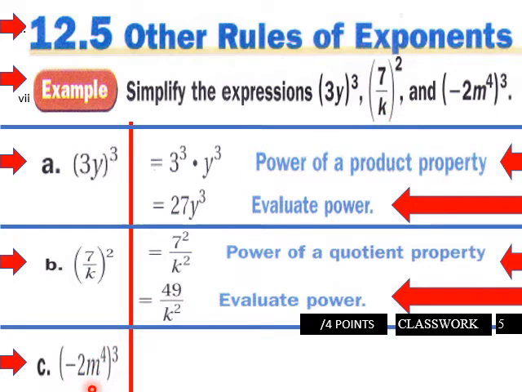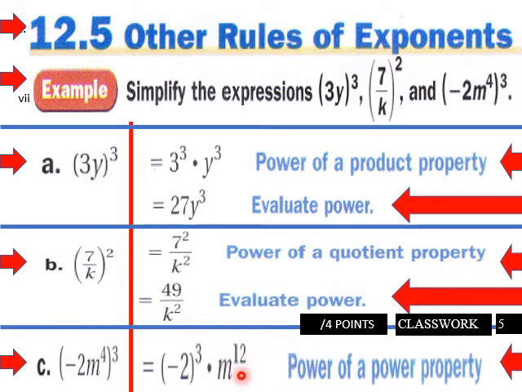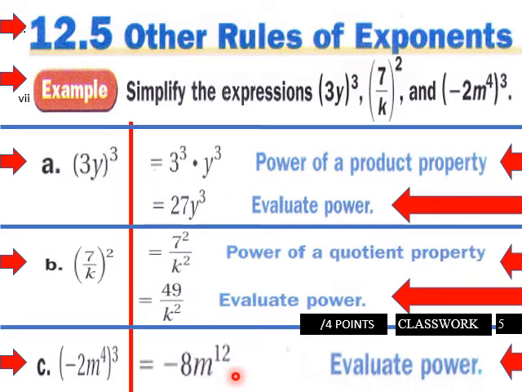And then we have for c here, we got the quantity negative 2m to the fourth power. All of that would be cubed inside of parentheses here. So that'd be the same thing as negative 2 cubed times m to the fourth power cubed. And then once we cube that, we got negative 2 cubed times m to the 12th power. What's negative 2 cubed, students? It'll be negative 8m to the 12th power, which would be the evaluation of this expression here.